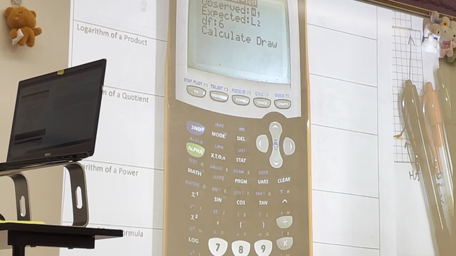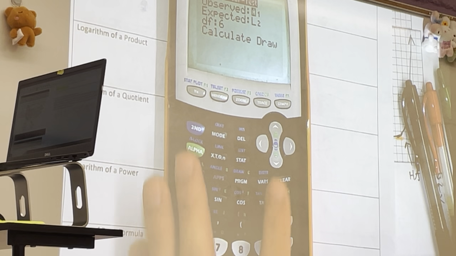Yeah, Miles? The goodness of fit test is not on my calculator. It's not? Yeah, mine's a TI-83 plus. Try that then and see what you get, all right? Just try chi-square, all right?